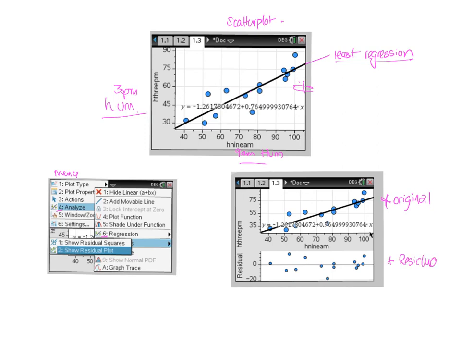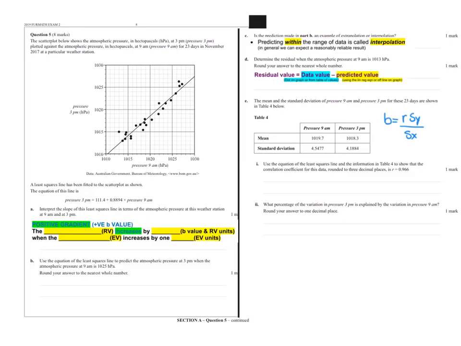Now, because the residual is showing a random pattern here, that suggests, so the random pattern, random scatter, suggests the data is linear. Or another way of saying that is it supports your assumption. You're assuming that it was linear, and this supports it. Okay, so let's have a look at some more questions.